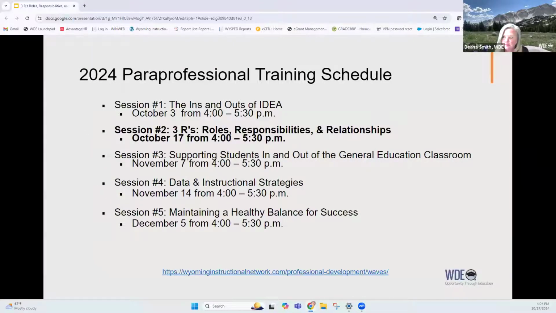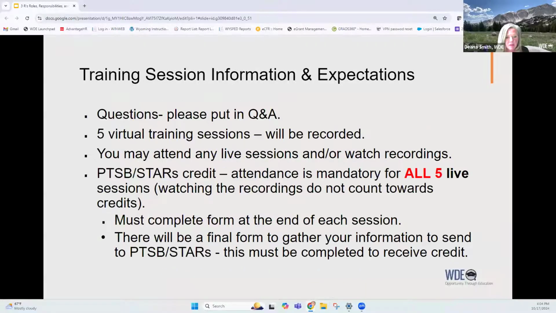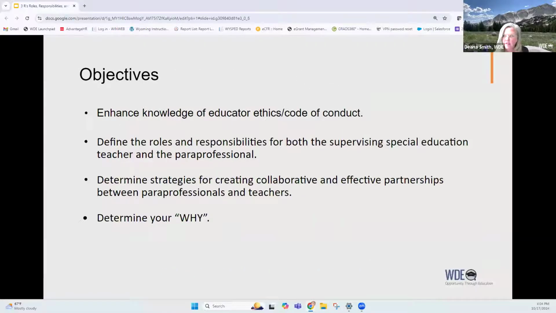Today we're going to be talking about getting to know a little bit more about the code of ethics and the code of conduct. We're going to learn more about roles and responsibilities, and determine strategies for effective and collaborative partnerships. And we're going to hopefully determine your why, if you don't already know what that is.